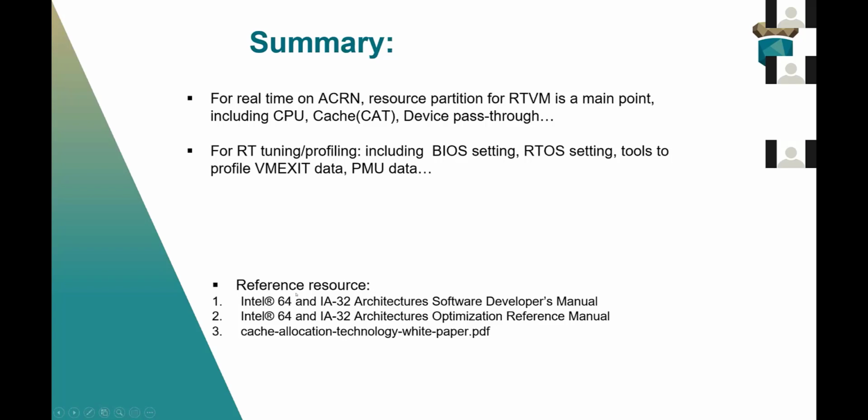Here I give some reference resources. For PMU information, you can reference the Intel SDM, and for optimization steps, there is a lot of information in the architecture optimization reference manual. For CAT, there's a cache allocation technology white paper. All of them are public. If you need them, you can download them from the Intel website.